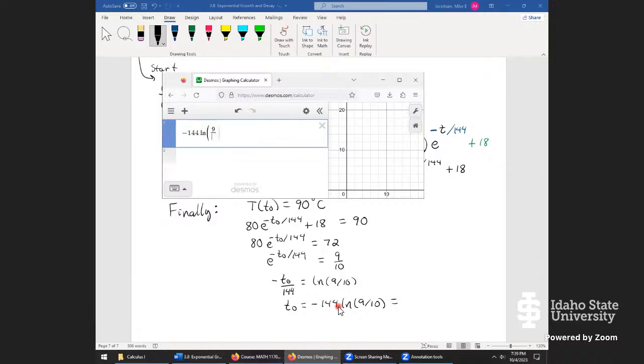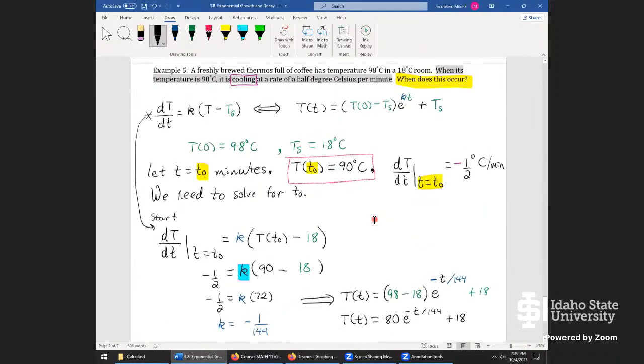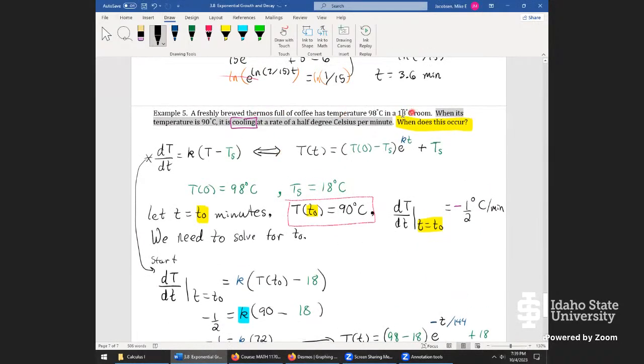-144 natural log 9/10 comes out as, I believe this was in minutes, which would say 15 minutes. If this is in hours, we're in trouble, right? It shouldn't take 15 hours to drop the temperature by 8 degrees. Let's double check the unit here. Half a degree Celsius per minute. That now makes it seem reasonable.